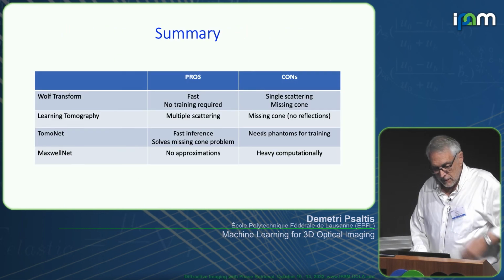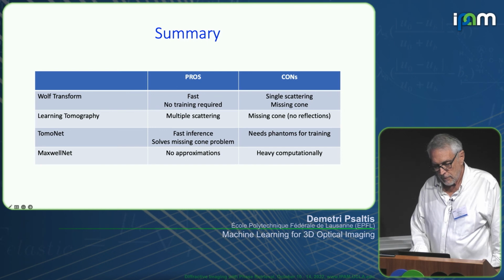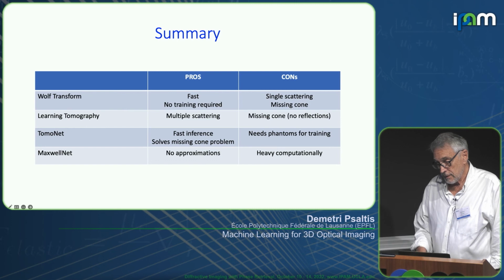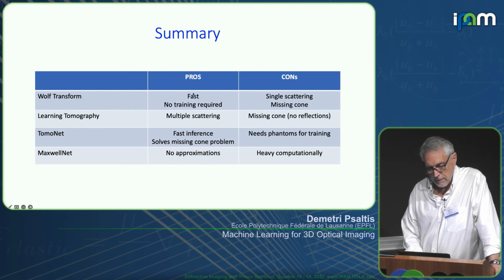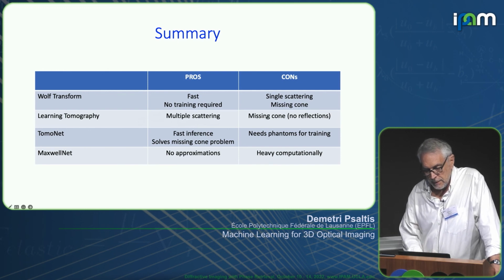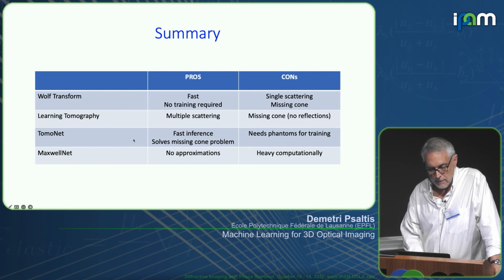To summarize my last slide then, I told you about this Wolf transform. If you can get images with that, that's good enough. That's the best, because it's fast and no training required. It's not as fast as a neural network, by the way, but it's fast enough. It's single shot, not iterative. But it has this missing everything else. Learning tomography takes care of multiple scattering, so you can have objects, but not reflections, by the way, just forward scattering, at least not yet. And it still has this missing cone problem, by and large.